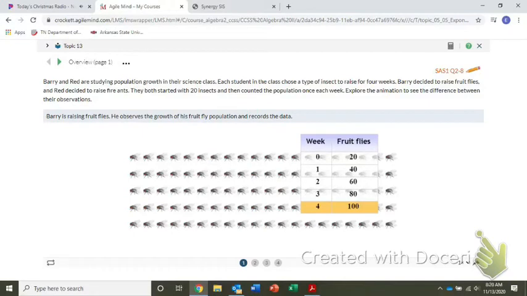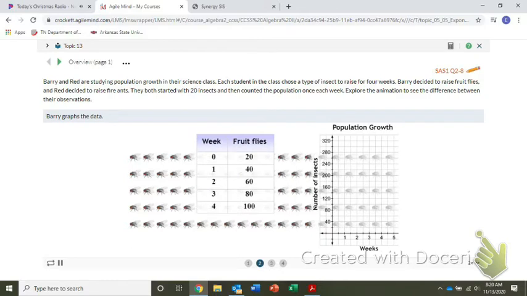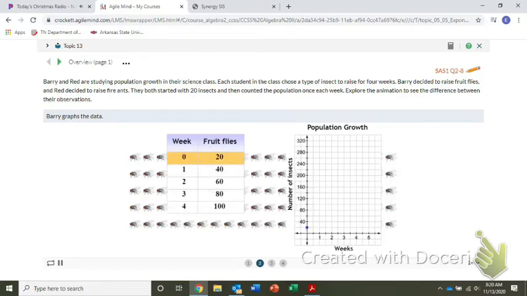Right, so Barry is going up by 20, okay? Now, here's his growth. If you flip over to number 4 on the next page, graph these. Graph the points.